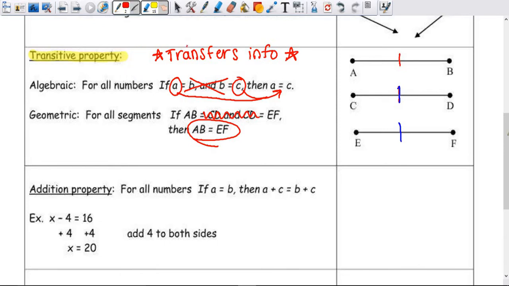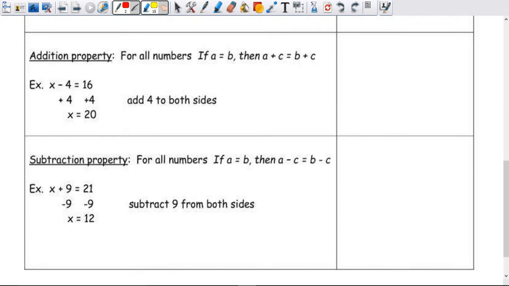All right, the next property, we have addition and subtraction. So for addition, it just basically means if you add something to both sides of an equation. This is going to be mostly used in algebra. Okay, so see right here, they added 4 to both sides of this algebraic equation to solve for x. So that would be your addition property. And then with the subtraction property, they subtracted 9 here from both sides of our equal sign. So that would be the subtraction property. Simple as that.